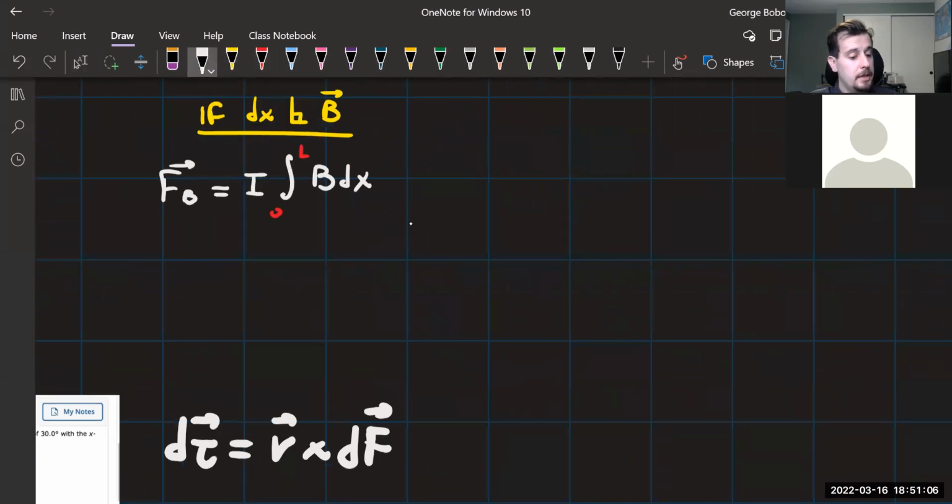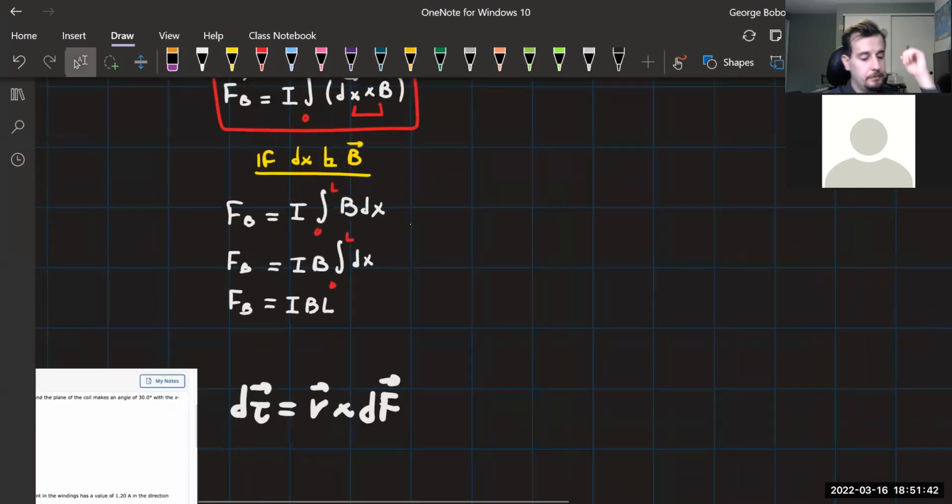B, usually, you guys are never going to do a space-dependent B, believe me. It's never going to be a function of x because you don't know integration. So this B is going to be pulled outside the integral as well, and all you have left is literally just the length of your wire, from 0 to L. And then you get IBL, which should be a result that you've seen before. So it is the current times the magnetic field times the length.